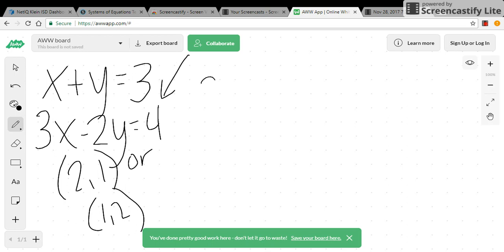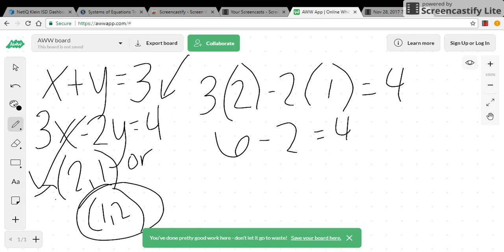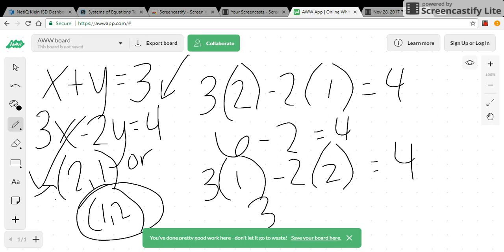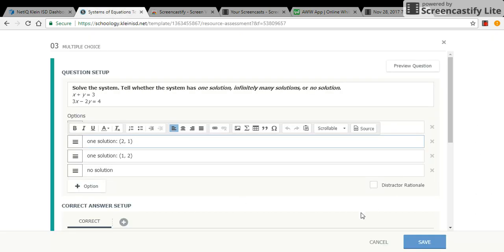So we have here 3 times, we're going to try this one first, 2 minus 2 times 1 equals 4. Let's try it out. 6 minus 2 equals 4. That is true. This works. Now let's try this one to see if this one is true. 3 times 1 minus 2 times 2 equals 4. Is that true? 3 minus 4 equals 4? No, that is not true. This one does not work. Therefore, 2, 1 is our answer, just like we had come up with before. Yay.